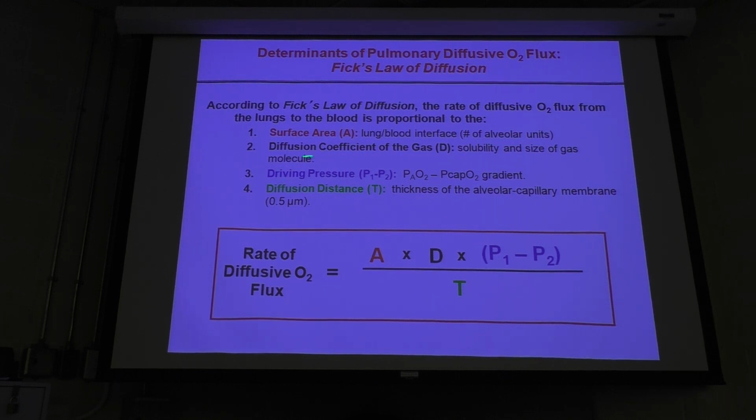Of course, we have the driving pressure, so the alveolar to capillary gradient for oxygen, as well as the diffusion distance. So you can appreciate that really, for the most part, three of these factors are relatively fixed or established. They're probably not changing all that much in the rest to exercise transition. You might have a relatively constant surface area. You might get some changes with the recruitment of pulmonary capillaries or whatever it is, but for the most part, surface area for gas exchange is probably relatively fixed. The diffusion coefficient of a gas is going to be constant.